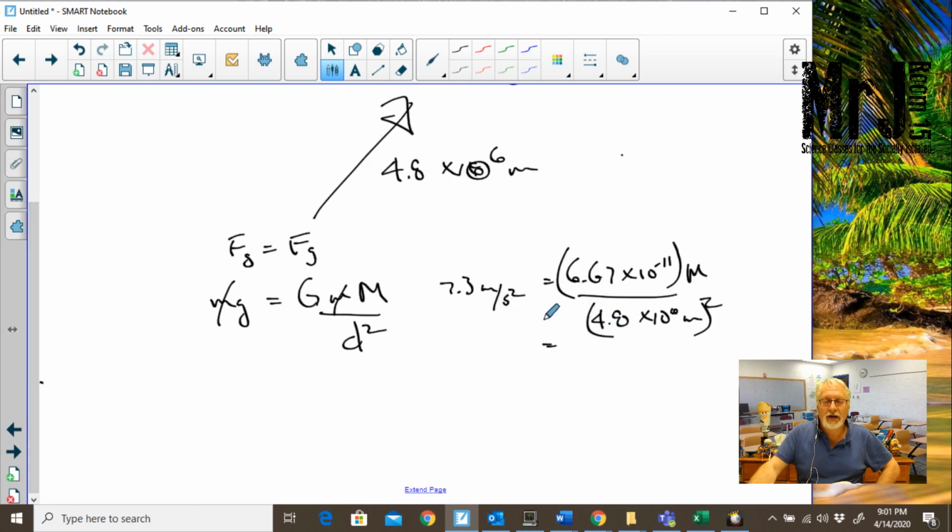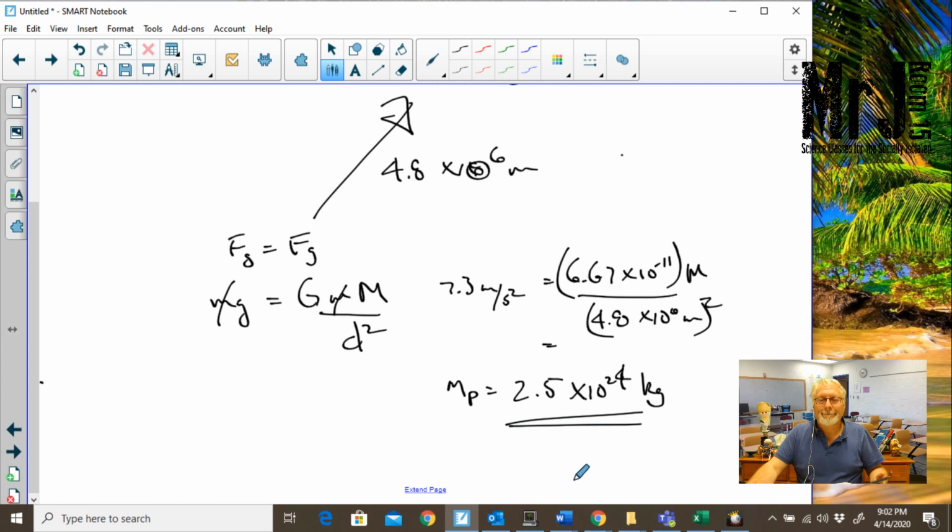We're going to bring this across, divide by this. So the mass of the planet is equal to 7.3 times our 4.8 times 10 to the 6 squared, divided by 6.67 times 10 to the negative 11, equals, the mass of the planet comes out to be 2.5 times 10 to the 24th kilograms. Answer is B. Okay, and this goes back again to what we talked about in the beginning.